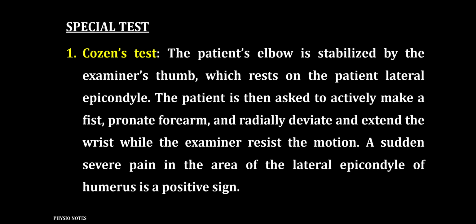The patient's elbow is stabilized by the examiner's thumb, which rests on the lateral epicondyle, and the patient is asked to actively make a fist, pronate the forearm, and radially deviate and extend the wrist while the examiner resists the motion. Sudden severe pain in that particular area shows that the test is positive.